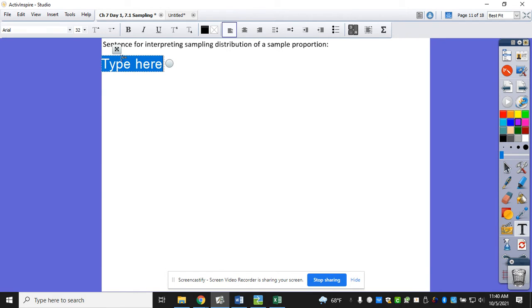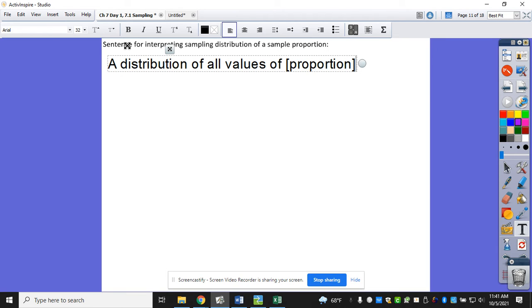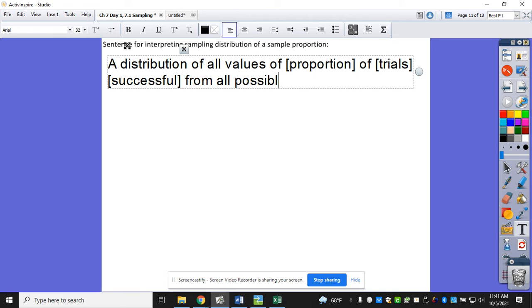All right, so if I ever ask you to interpret, this is what I want you to write. A sampling distribution for a sample proportion. So we just had a graph of dots; we're just writing that a little bit better. It is the distribution of all values of, in this case, I would put proportion there, but I could exchange that out with something else, proportion of whatever our trials are that were successful, from all possible samples of N trials.